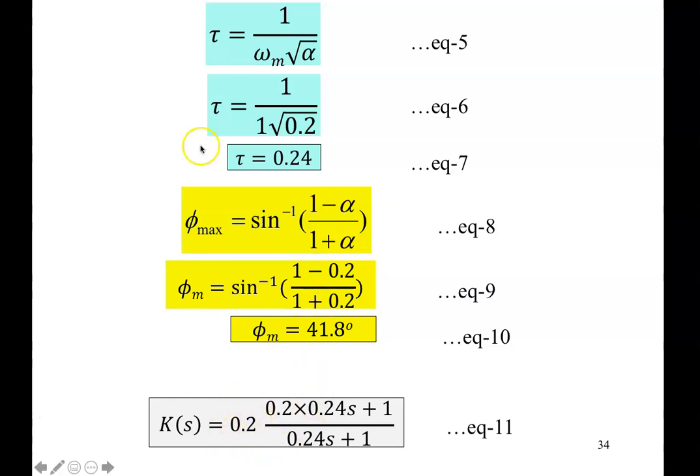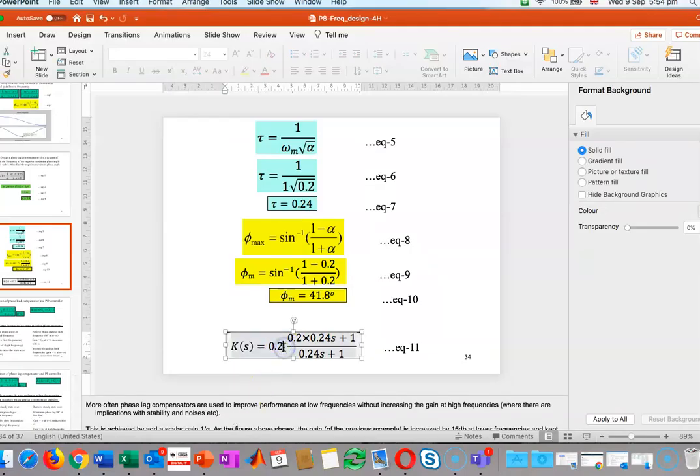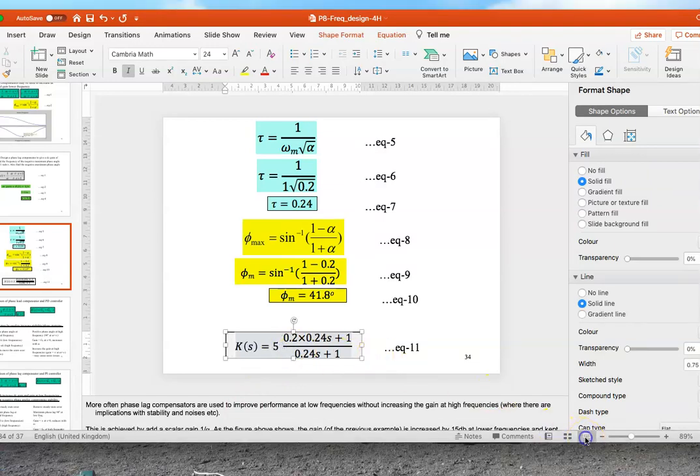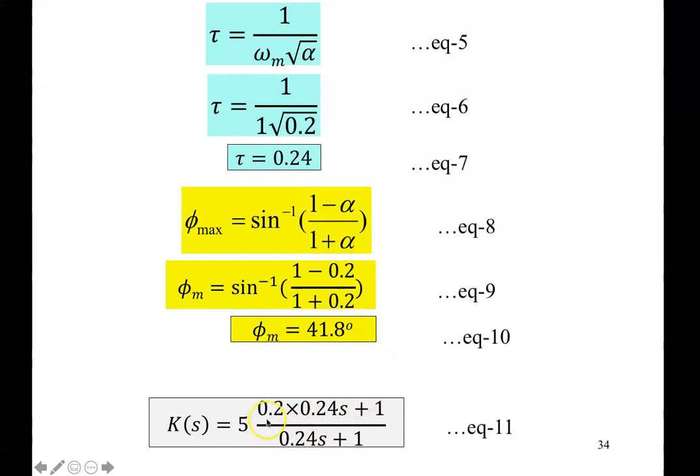Because we worked out alpha and we worked out tau, therefore we can substitute everything into the equation. So 1 over alpha should be 5. I'm sorry about that. This should be 5. 1 over alpha should give me 5. And then the rest follows. Okay, alpha there, tau there, and tau there. Okay, and that's how you use the phase lag compensators to give you a higher gain at low frequencies.